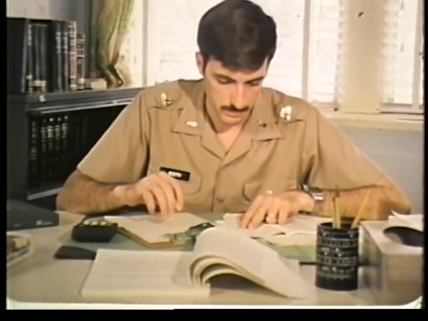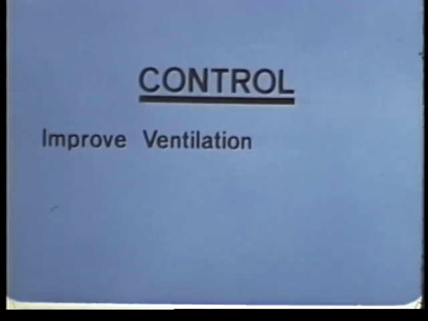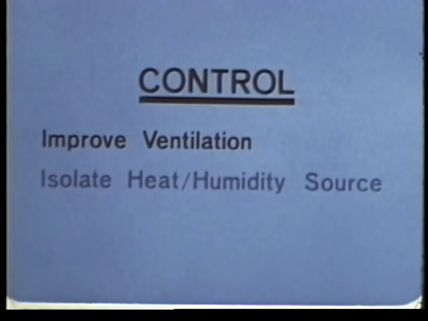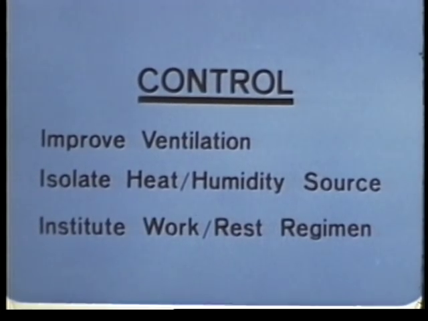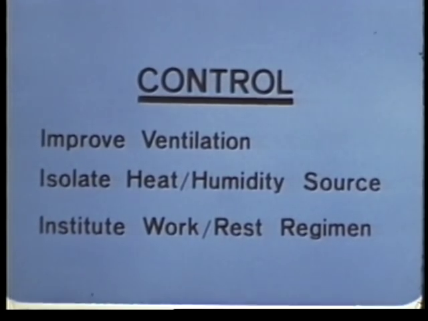The final phase of the surveying technique is control. A few of the possible controls at the laundry might include improving the ventilation, either generally or at the workstation, isolation of the heat, humidity source, institution of a work rest regimen to shorten the exposure time. There are, of course, many other possibilities.